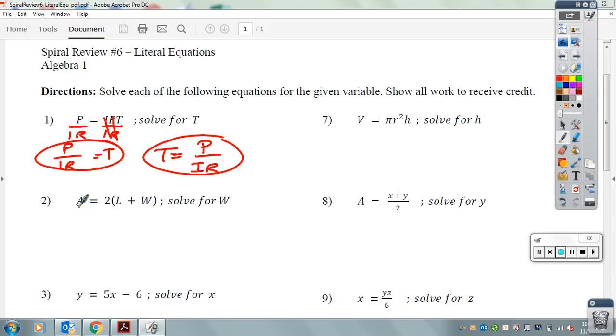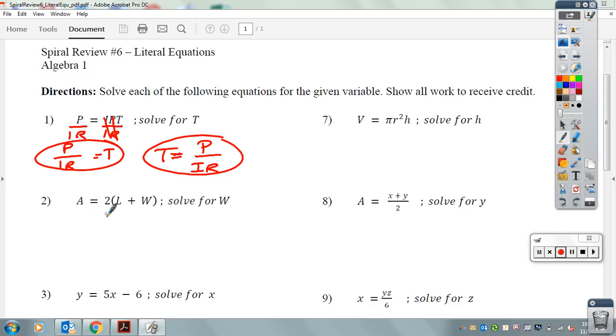Same setup, A equals 2 times the quantity L plus W, solve for W. Now there's two ways to do this. I could, of course, distribute the 2, or I could realize, what I like to think of it as, these are two terms that I have to separate, but I can't separate them yet because they're all held together in one bag. And 2 is the seal on top of the bag. I have to dump them out of the bag before I can start to separate them.